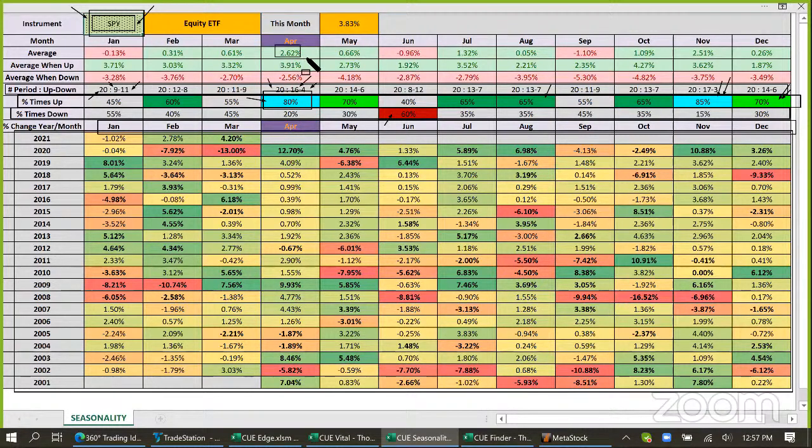The average gain over those 20 years is 2.61%. But if we look at the average gain of the years when it went up, that was 3.91%. The average loss of the years that it went down was minus 2.56%.